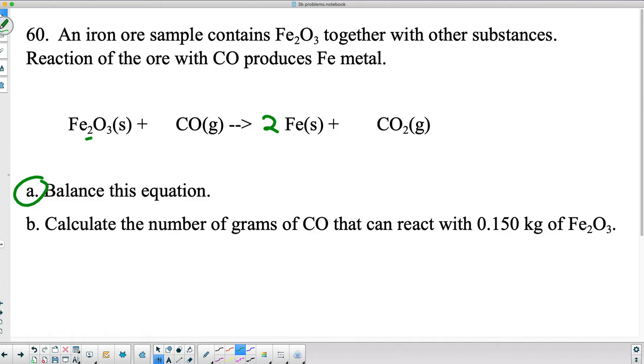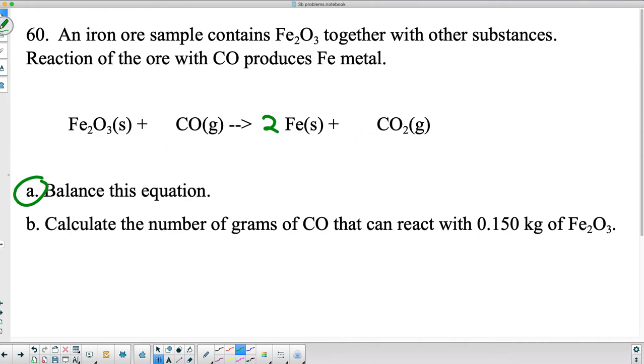Notice I have one carbon. I have, this is going to be a problem. So for my oxygens, I have 3 here plus 1 here is 4 on this side, which means I need 4 on that side, which means I need a 2 here, which means I need a 2 there, which changes the number of oxygens that I have.